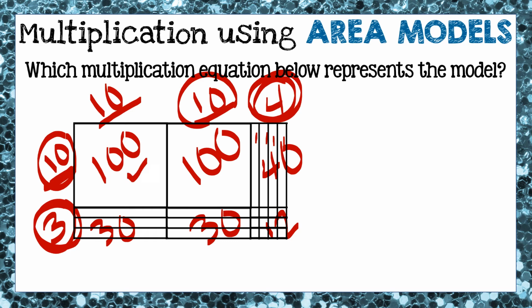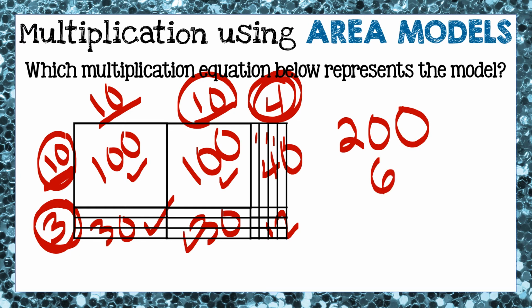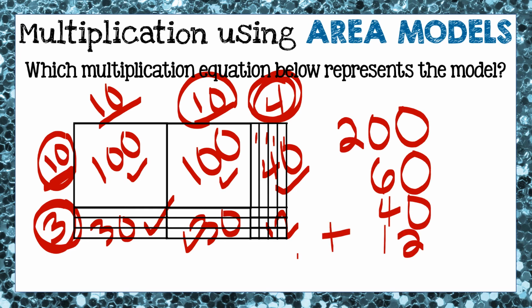I have 100, 100, that makes 200. 30 and 30 makes 60 at the bottom. 40 is on the right, and 12 units is the last little section here. So I'm going to add these up so that I can get my final answer. And when I add these up, I get a final answer of 312.